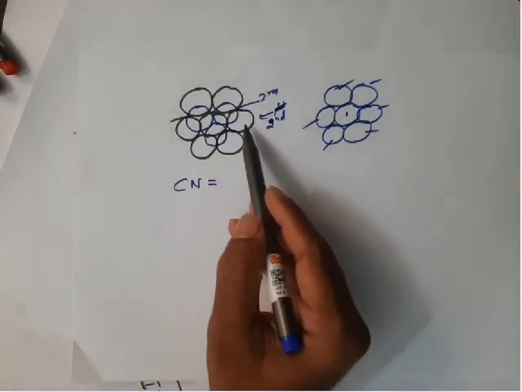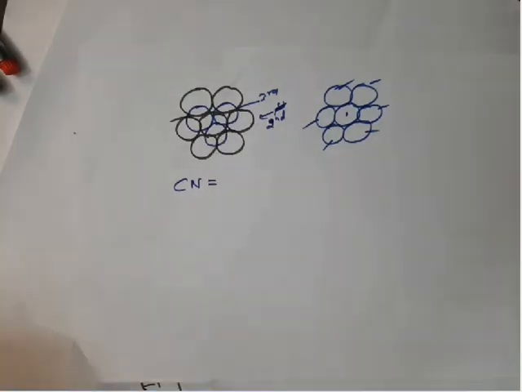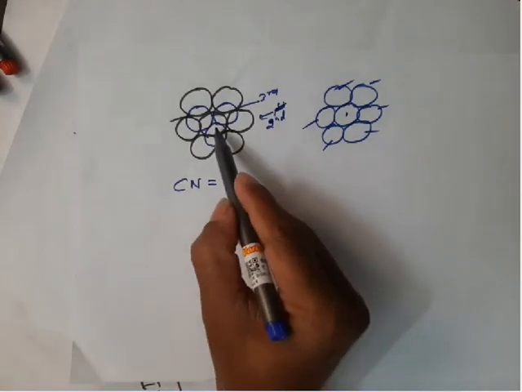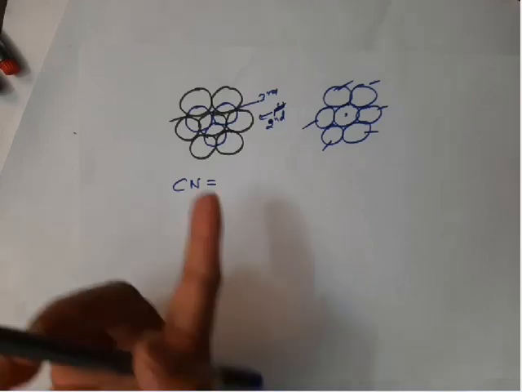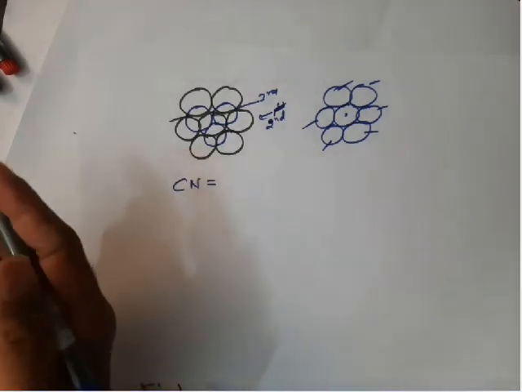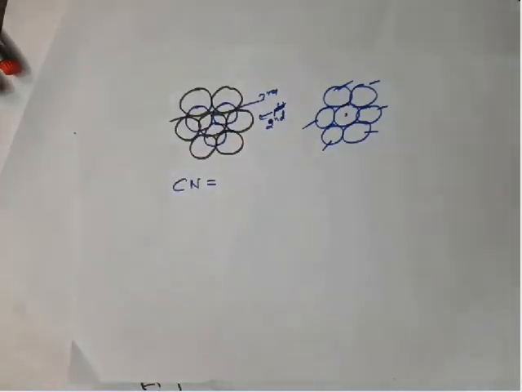Listen, in the middle layer, what I'm saying here is the middle layer, in which the central atom touches the 6 atoms in the same layer and 3 atoms at the top. Similarly, 3 atoms at the bottom. I didn't show the bottom layer here. Just imagine like that.